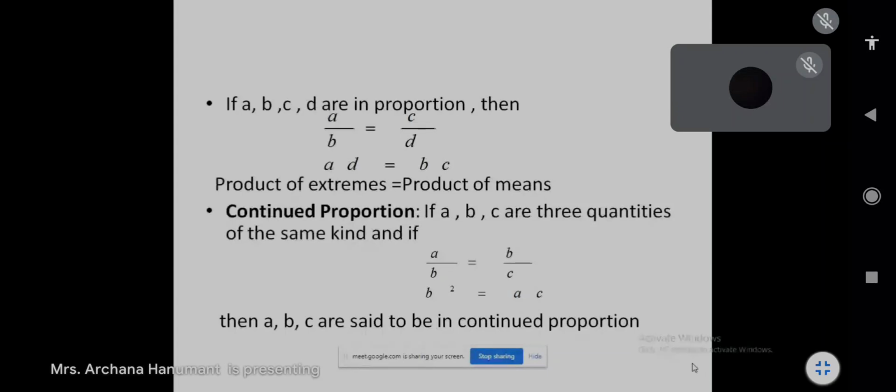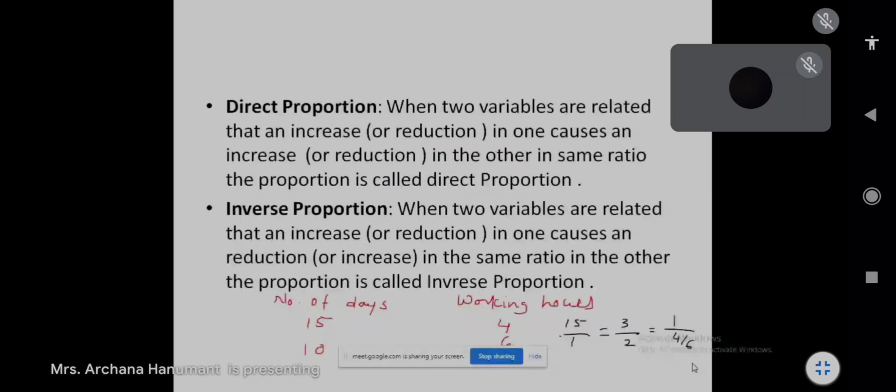We learn direct proportion and inverse proportion. In direct proportion, when two variables are related such that an increase or reduction in one causes an increase or reduction in the other in the same ratio, it is called a direct proportion. That means simply, if one variable's value increases, then the second variable must increase, or if one variable decreases, then the second variable must decrease. It's called a direct proportion.